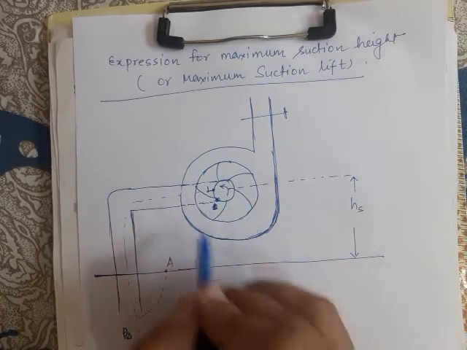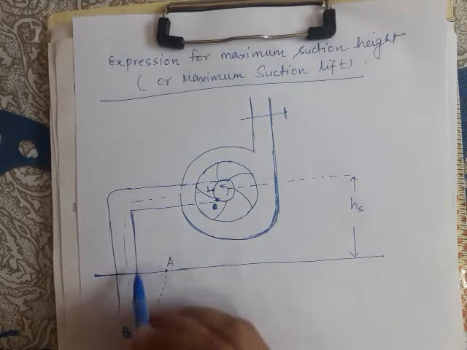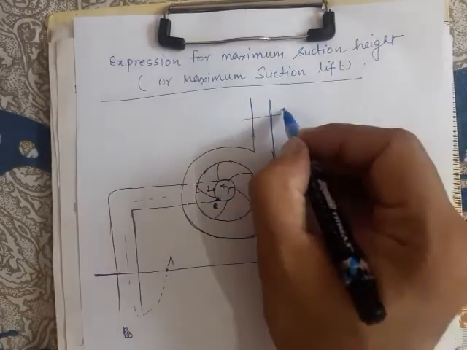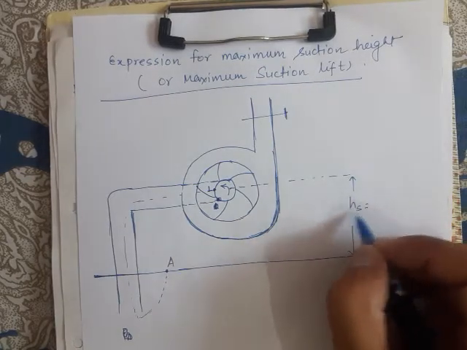Now I have drawn a simple diagrammatic representation of a centrifugal pump. Please note, this is the suction pipe, this is the delivery pipe, this is the delivery valve which is fitted over here inside the delivery pipe. This is the suction head or suction height HS.